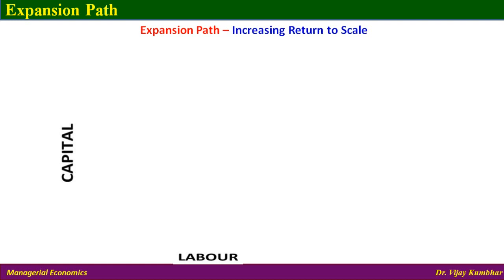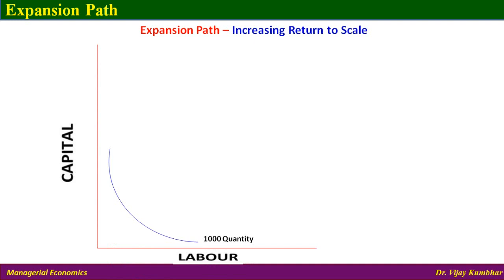Now we will discuss the expansion path in increasing return to scale. It means there is an increasing return to scale in the production. If you add 20% of capital and labor, the production will increase beyond that. It means increasing return to scale. In case of increasing return to scale, the output to input ratio is greater.